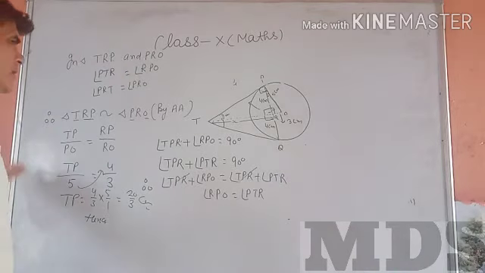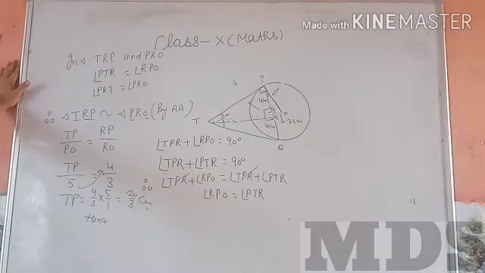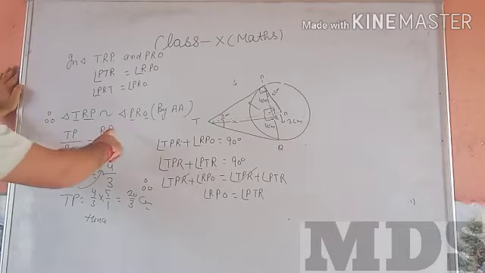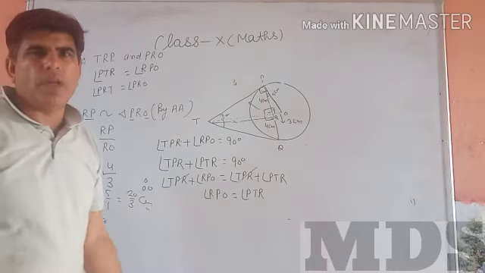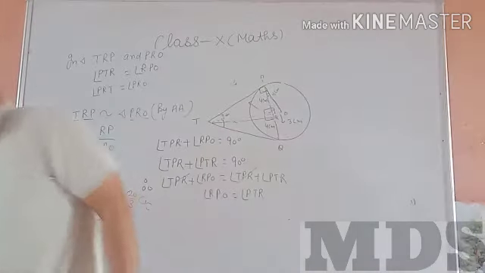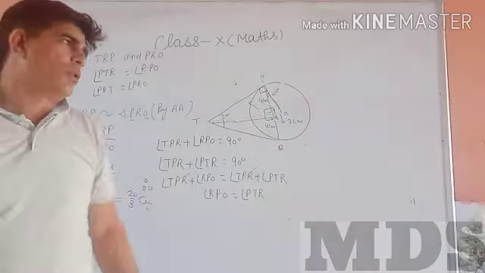If both triangles are similar, it means sides are in the same ratio. TP of triangle TRP by PO of triangle PRO is equal to RP of triangle TRP by RO of triangle PRO. Both are equal. Three values are given, so the fourth you can easily find out. You can apply any method, depending upon you, but try to solve this important question.